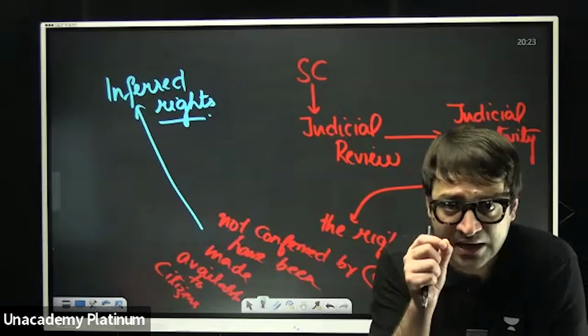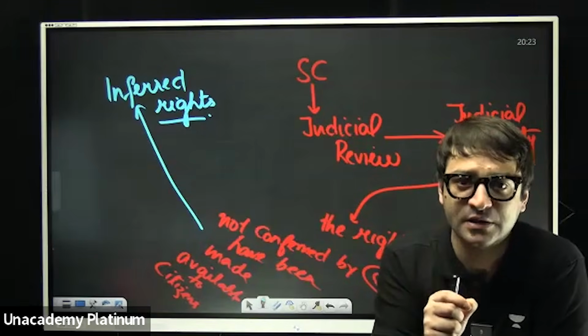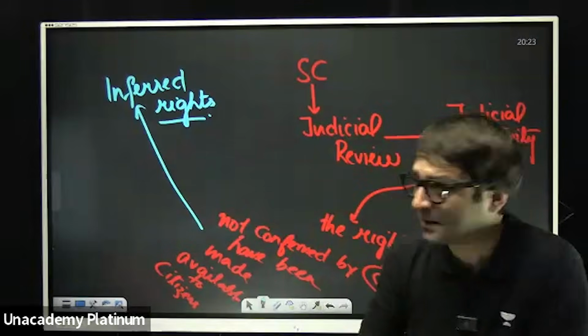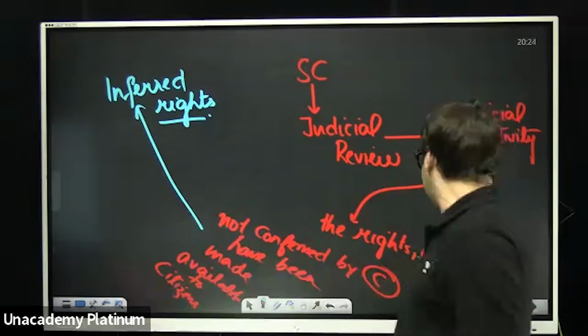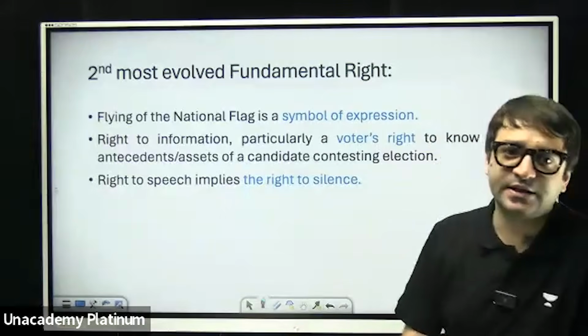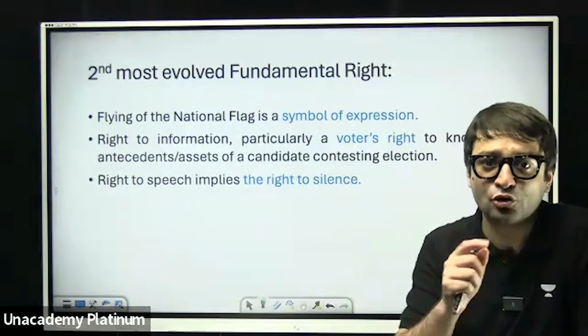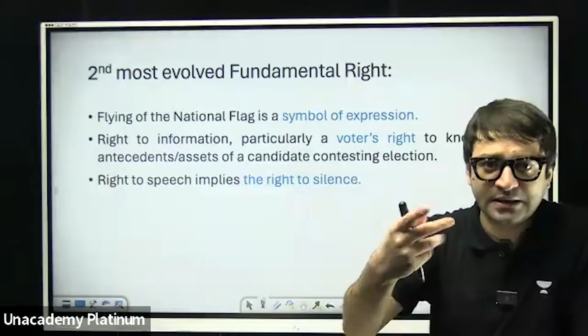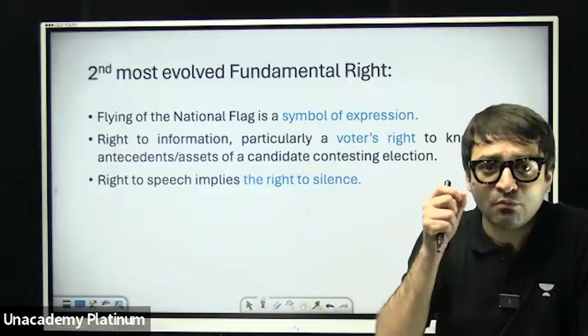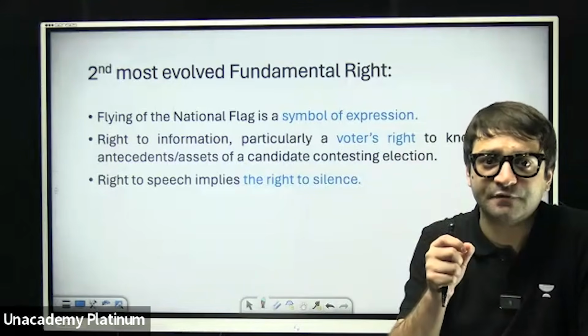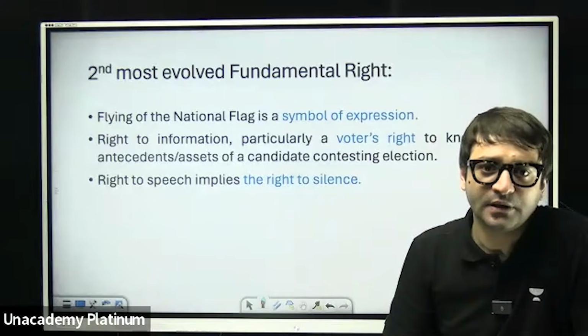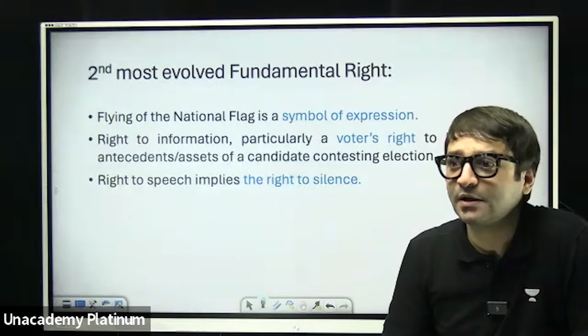And the second highest number of inferred rights Supreme Court has given us under Article 19(1)(a). It is the second most evolved fundamental right. That means under Article 19(1)(a), more inferred rights have been conferred. Second most. And which is the topmost? Article 21.